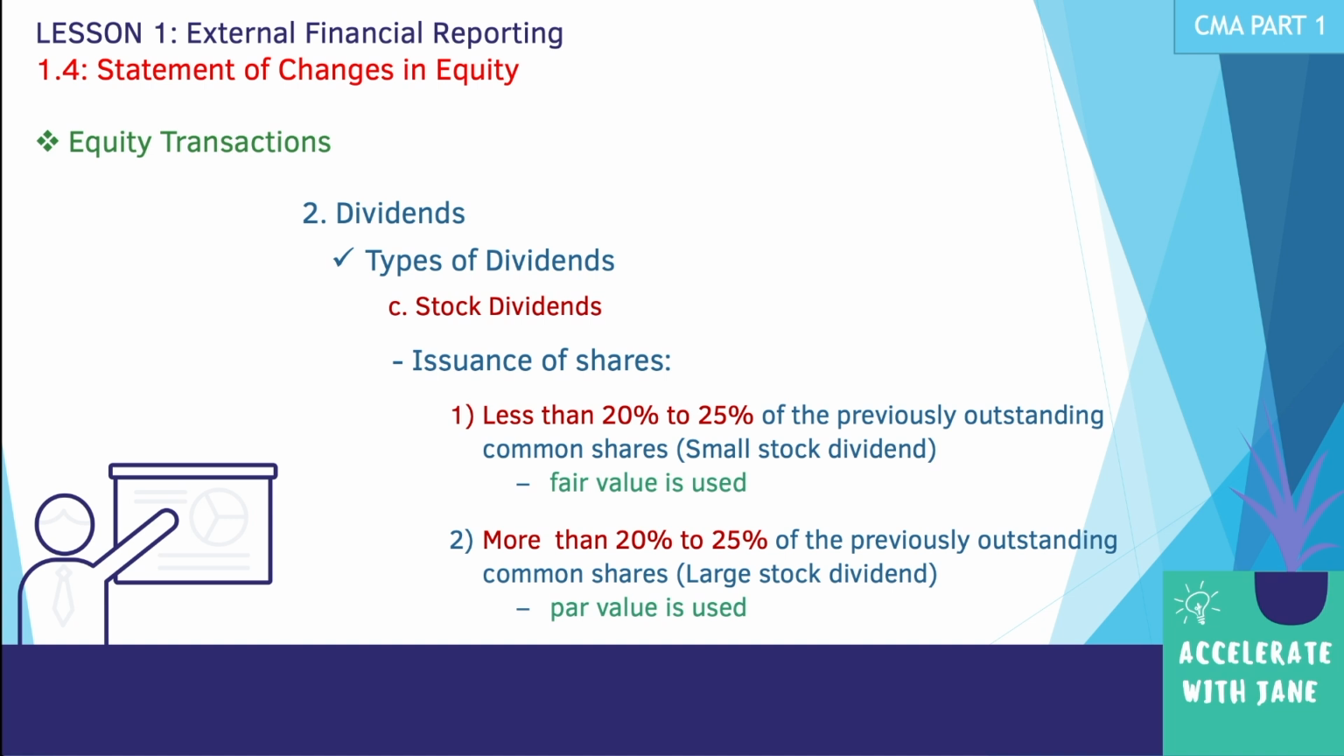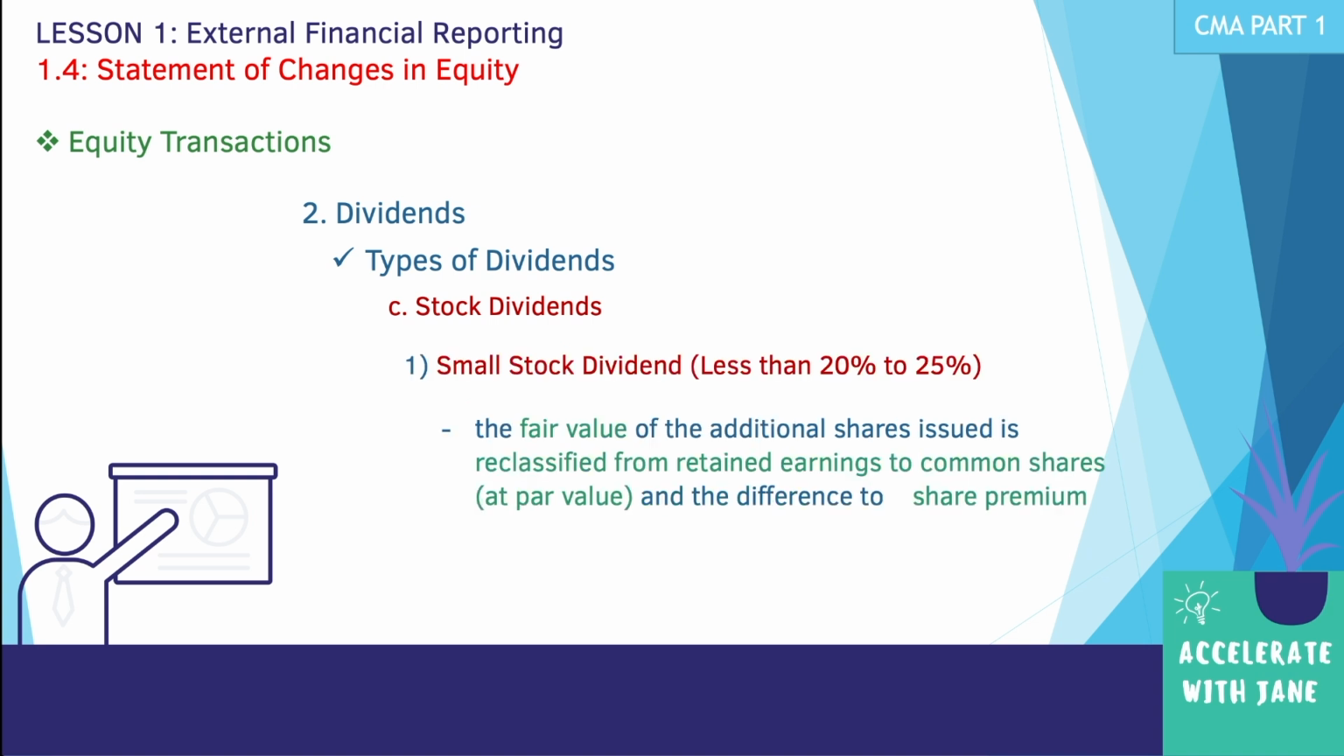First, it can be less than 20% to 25% of the previously outstanding common shares. If this is the case, this is called a small stock dividend, and on recording the entry, fair value is used. On the other hand, if the issuance of shares is more than 20% to 25% of the previously outstanding common shares, this is called a large stock dividend, and hence the par value is used.